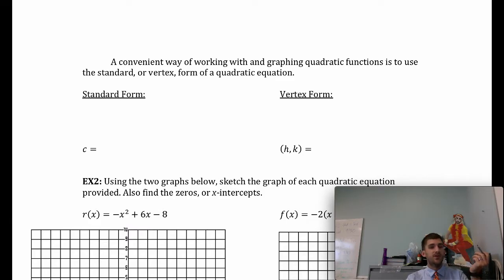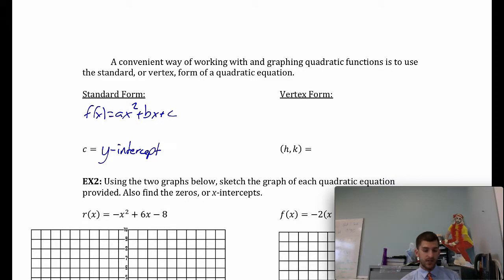Next up, we're going to use some forms of the functions to help us graph. The two forms we're going to use are standard form and vertex form. The standard form is the one you're probably most familiar with. It's f of x equals ax squared plus bx plus c. Now that c value is probably going to be the quickest thing for us to graph because the c value is our y-intercept.